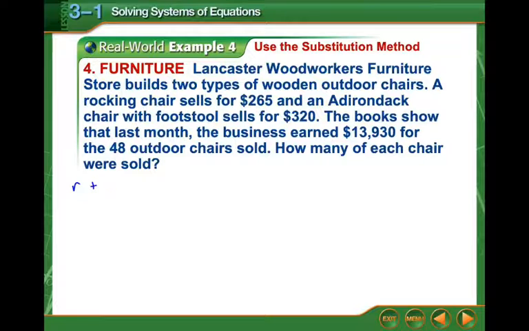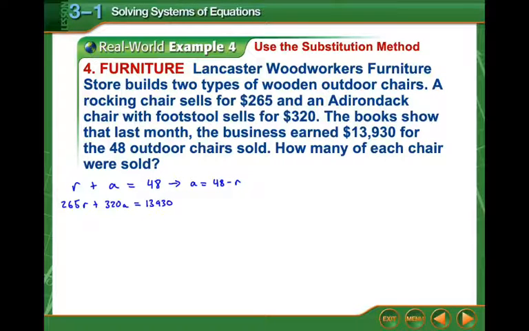So rocking plus Adirondack equals 48 chairs. We also know that they sold $13,930 worth of them. So we know that the rocking chairs are $265 and the Adirondack are $320, totaling $13,930. So there's our two equations with two unknowns. So the first one, we want to solve for either one. It doesn't matter which one. So we're going to subtract the r from it. So we end up with a equal to 48 minus r.